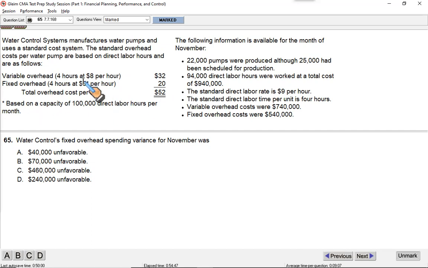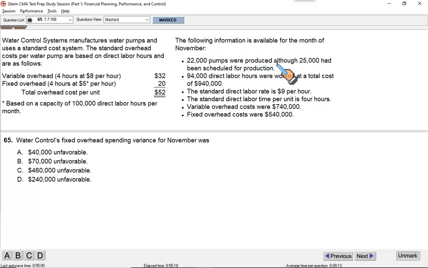Next line says here the asterisk sign here for $5 based on a capacity of 100,000 direct labor hours per month. This rate was calculated on an estimated 100,000 direct labor hours, which means in this question, the denominator or the base is the labor hours. Denominator is the labor hours. Sometimes it's machine hours, sometimes it's units, right? Okay, now, the following information is available for the month of November.